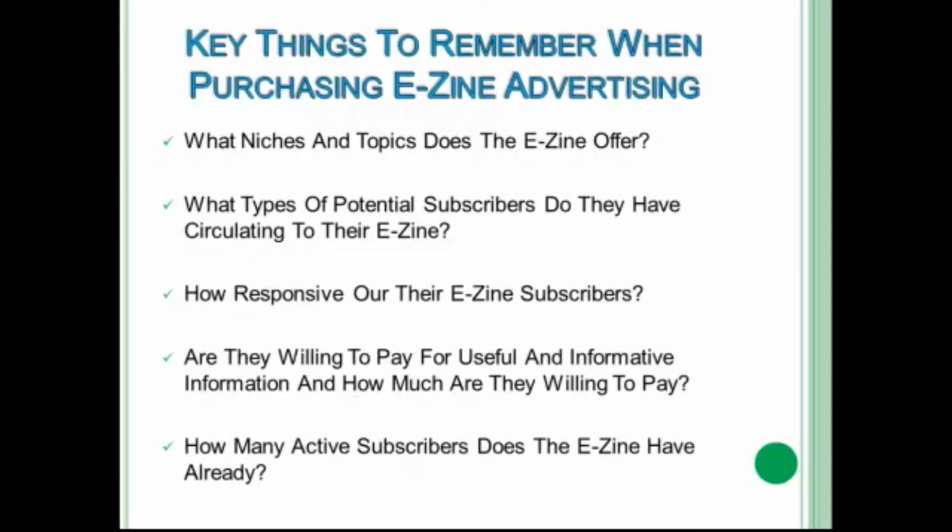First and foremost, you want to find out what niches and topics the e-zine offers. You definitely want to pick an e-zine that surrounds or relates to the niche that your product is in. There are tons and tons of e-zine advertising services available, so you are sure to find the perfect one that fits both you and your product. You also need to find out what types of potential subscribers the e-zine has. You want to choose an e-zine, of course, that has a lot of subscribers. The more subscribers they have, the more your product has a chance of going viral due to all the traffic circulating to it.